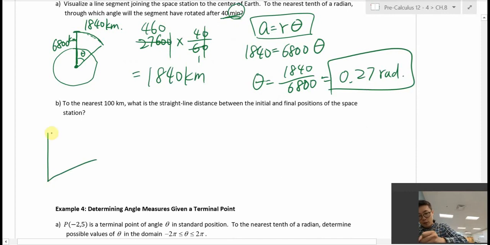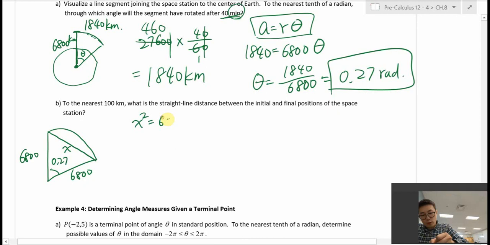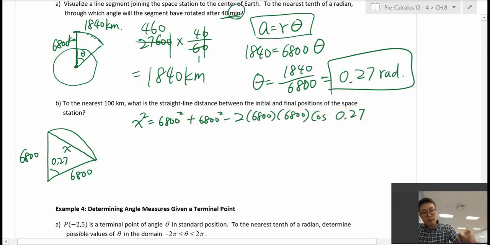So we have this shape, and we know this is 6,800. This is 6,800. We found the angle to be 0.27. We want to find the straight line distance. Okay, so by using cosine law, if you remember, it was c squared is equal to a squared plus b squared minus 2ab, so 2 times a times b cos c, which is 0.27.